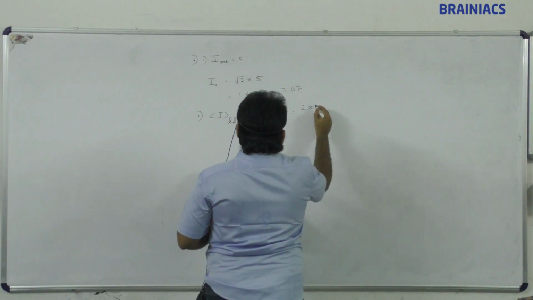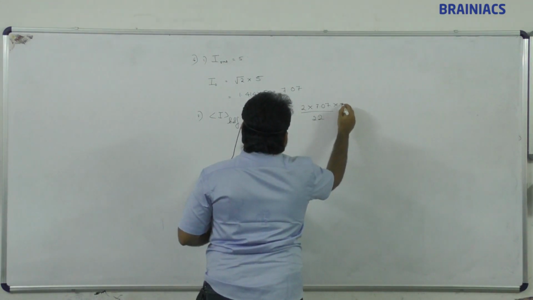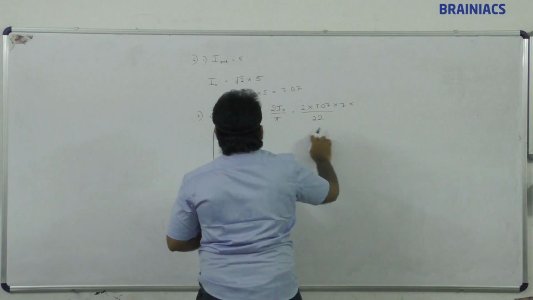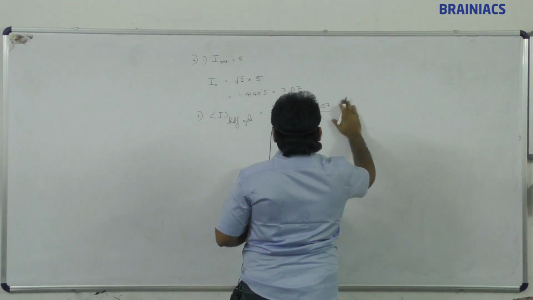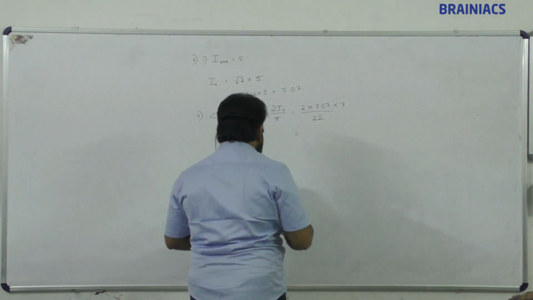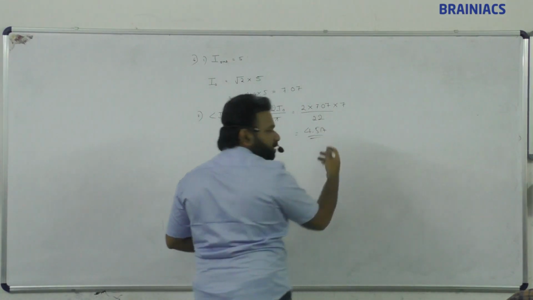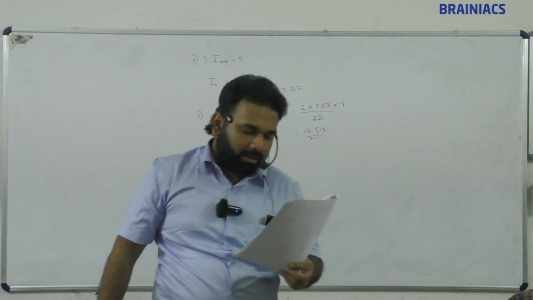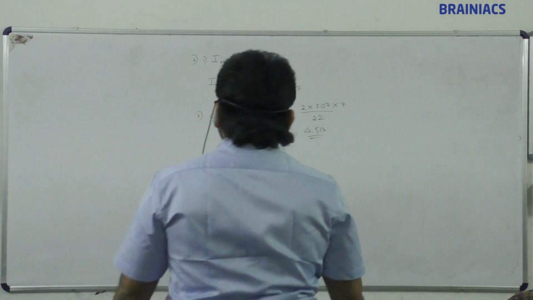So 2 into 7.07 divided by 22 by 7 into I naught. Okay, fine, that's it. How much you will get? 4.5 ampere. Okay, calculation part take care. Okay, next is what? The value of current in 1 by 300 seconds.